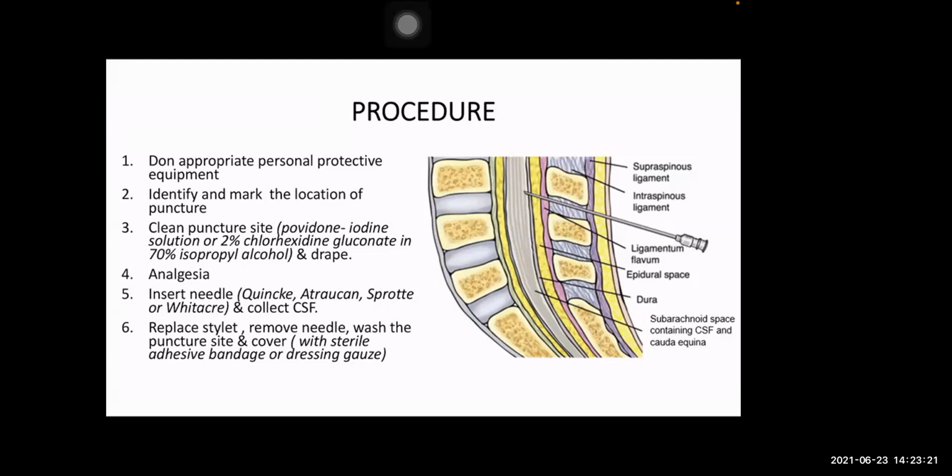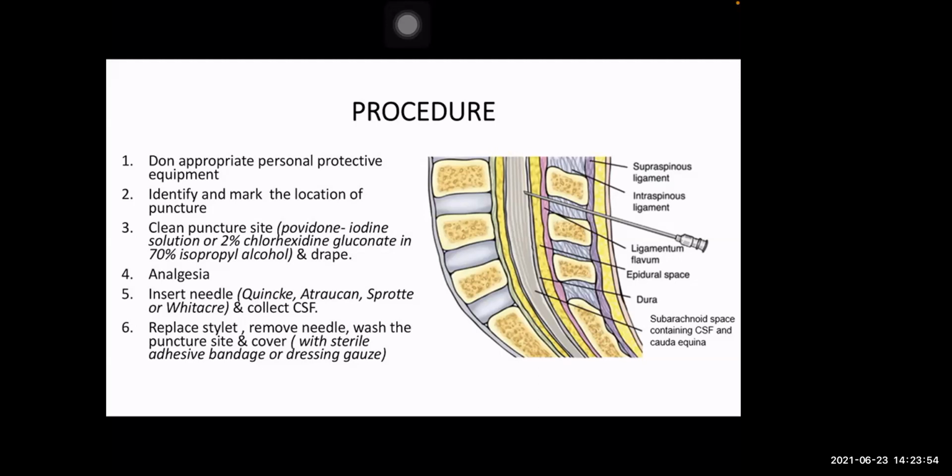For sterile technique, we clean the puncture site with povidone iodine solution or 2% chlorhexidine gluconate in 70% isopropyl alcohol, but usually povidone iodine solution. The cleaning should start at the puncture site and we move in a circular motion while increasing the circumference. We need to make sure that we cover a large area. Then we place the drape under the patient and cover other parts with drapes, leaving only the area of the puncture site.